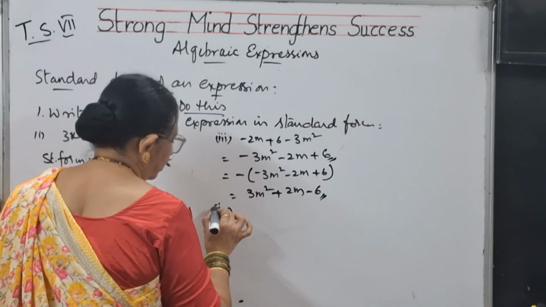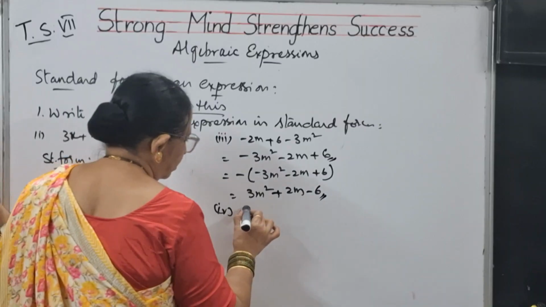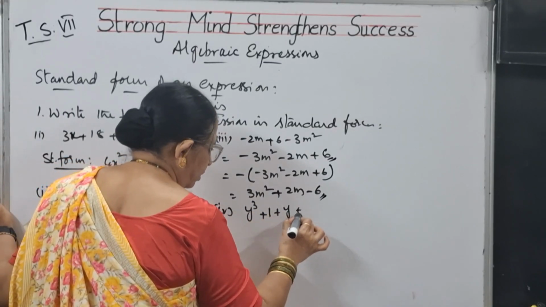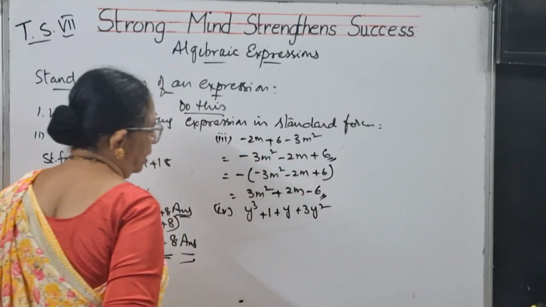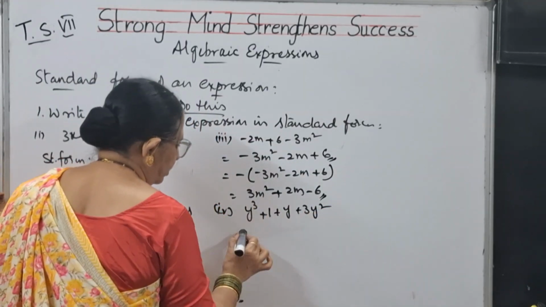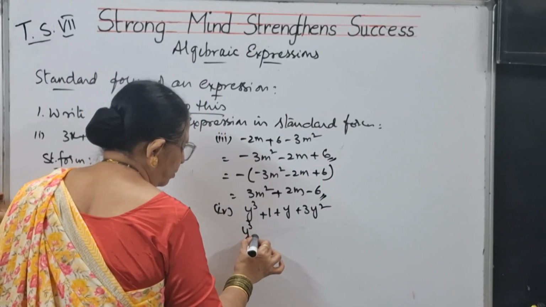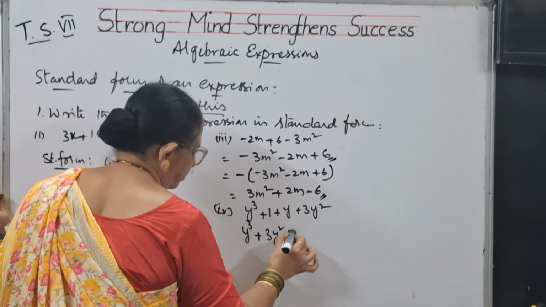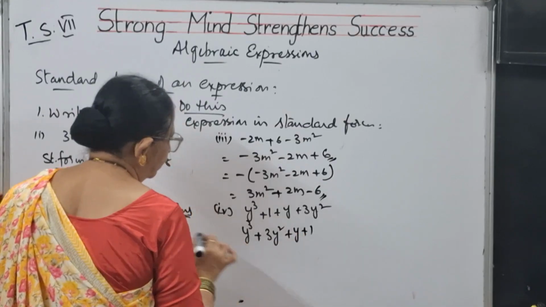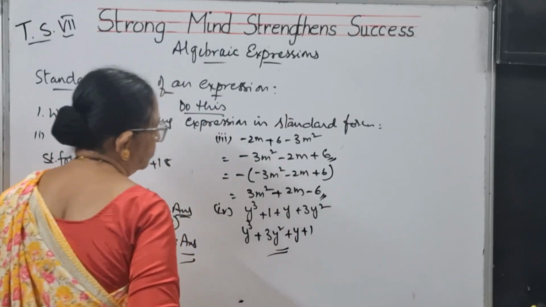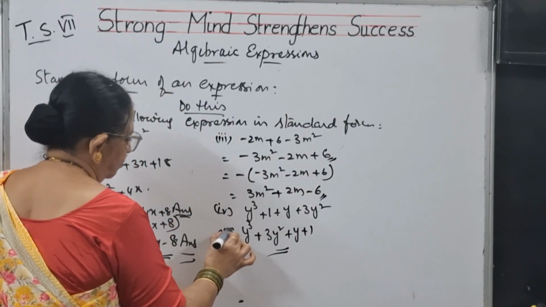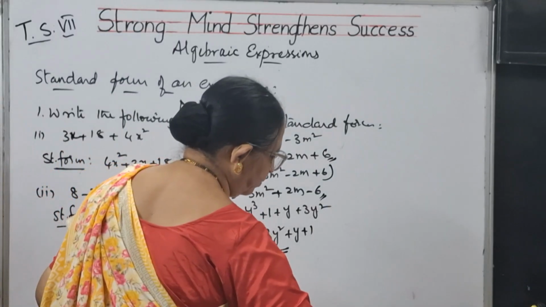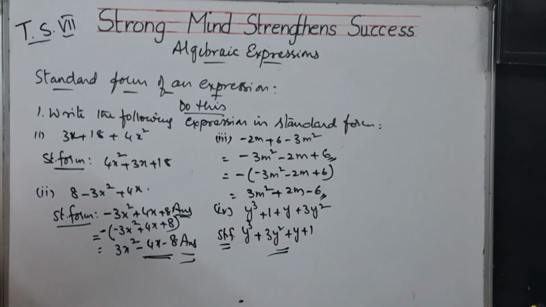Next, fourth one, y cube plus 1 plus y plus 3y square. As I told you, first power of y is cube 3, so y cube plus 3y square, then y plus 1. This is the standard form. Okay, the standard form is this. So these are the 4 bits for the first one, children. Please note it down.